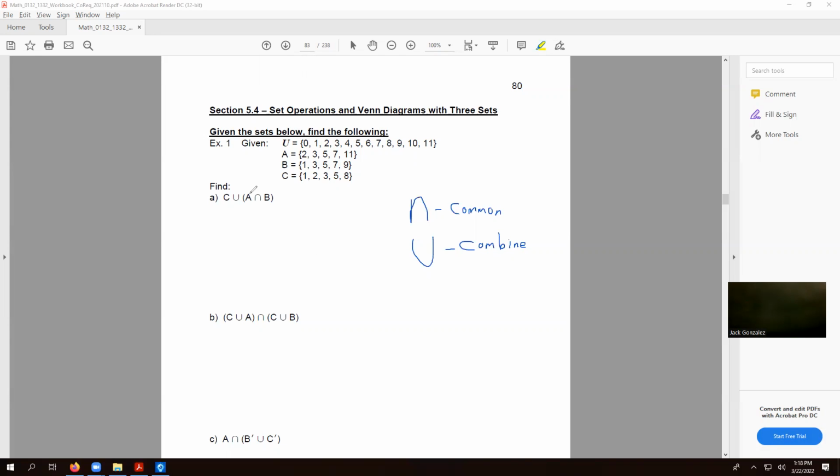So A intersect B would be what do they have in common, right? So this one right here can create that set. Look at A and B. And I think only 3 and 5, no? Oh, 3, 5, 7, right? 3, 5, 7. The 3, 5, 7 is the intersection. So then they say, okay, well, what if you combine that with C? So you have 1, 2, 3, 5, 8.